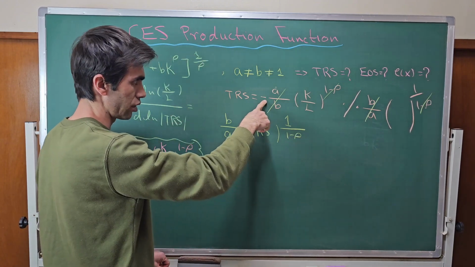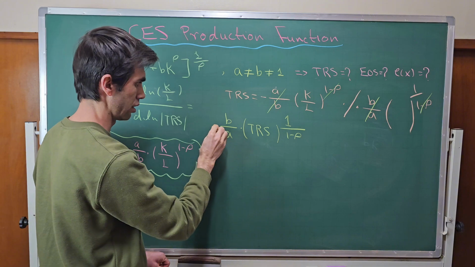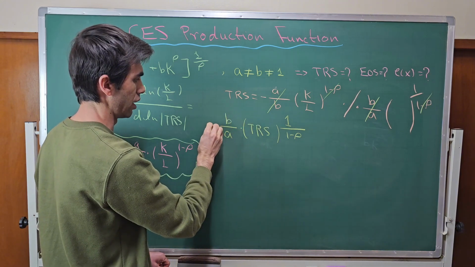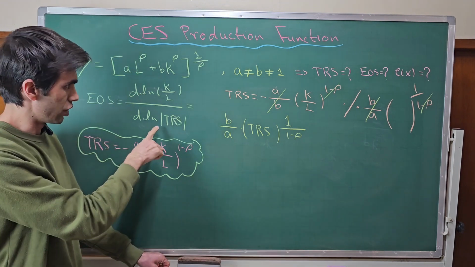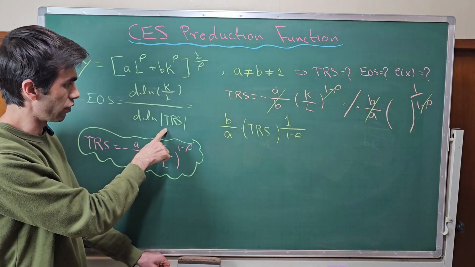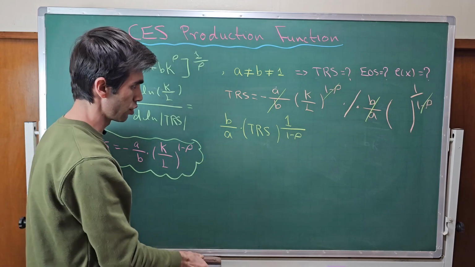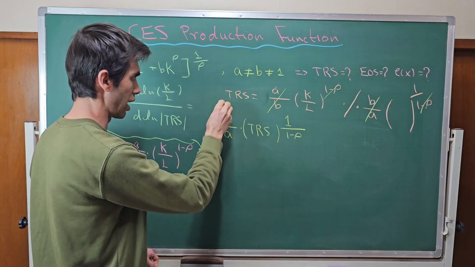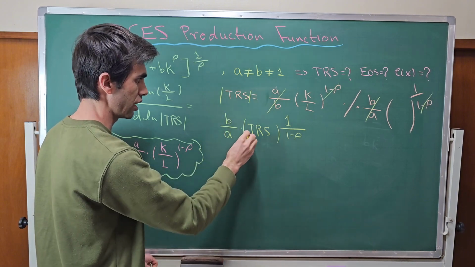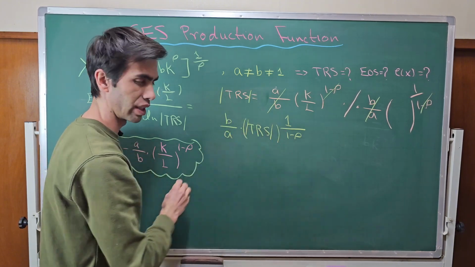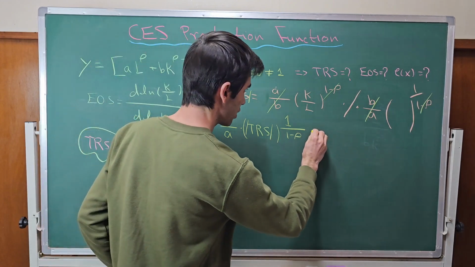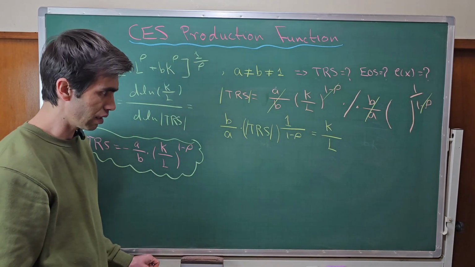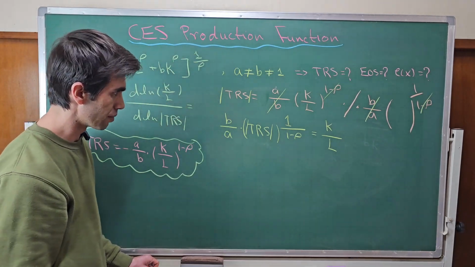And also we need to move this negative sign here as well. So this negative sign moves here, so we will have another negative sign. But as we only think about the absolute value of the technical rate of substitution, we can just clean this part and write the absolute value of the technical rate of substitution. Here also we can write the absolute value of the technical rate of substitution. And on this side, we will remain only with K over L.